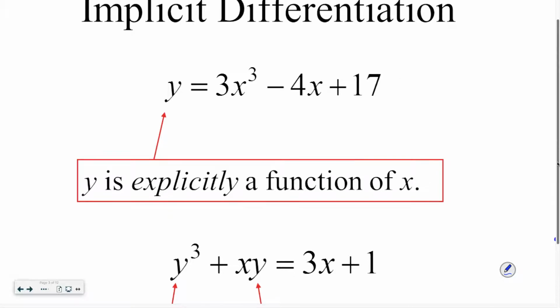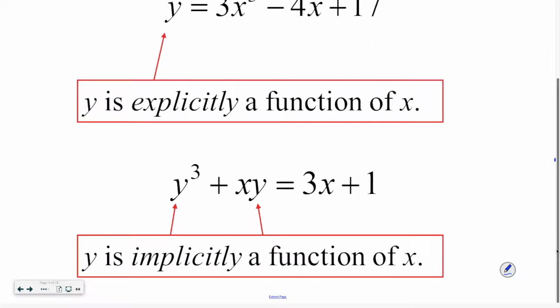If we have an implicit equation, sometimes, yes, we can solve for y. Sometimes it's not going to be helpful to solve for y. So what we need is a strategy to be able to take an implicit equation and take the derivative without having to do any algebra up front. And that's what we're going to work on today.